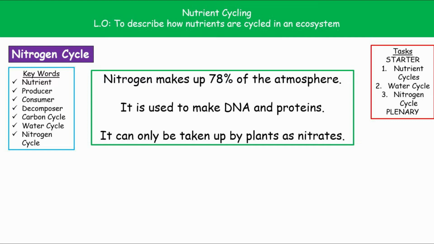We can't actually absorb the nitrogen we breathe in from the air into our body and use it to make DNA and proteins. It just doesn't work. We can only take up those nitrates by our plants. What we're going to do is have a look to see how the nitrogen in the air can end up in the plants and eventually end up in us. But make sure you've got those 3 sentences written down, because one of the things they do like to ask is what is nitrogen used for, and that would be making DNA and proteins.